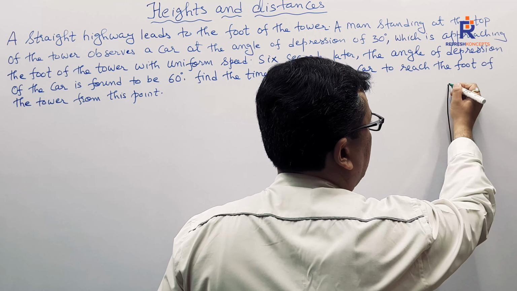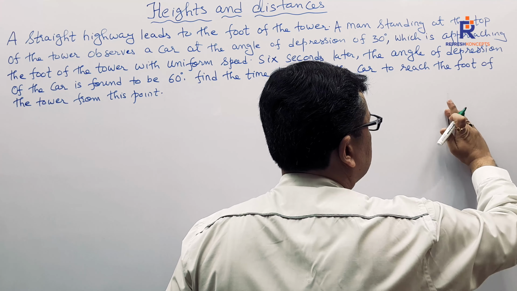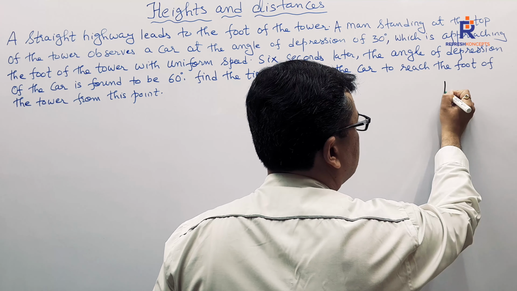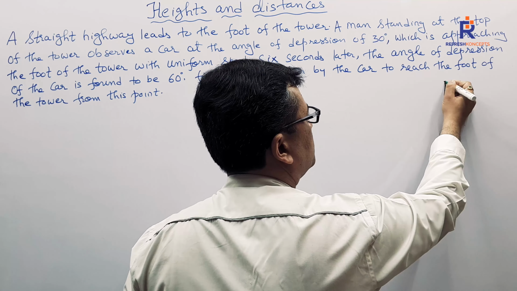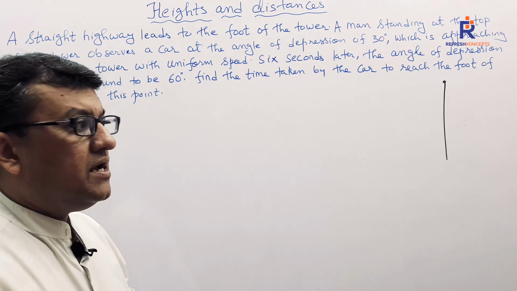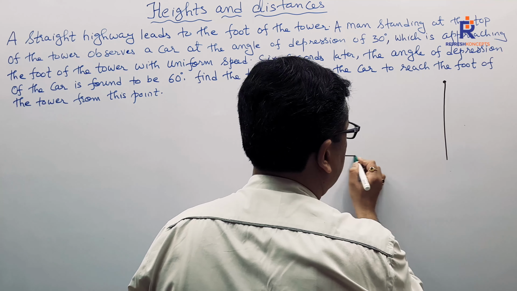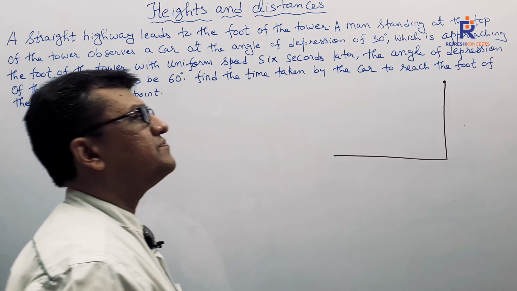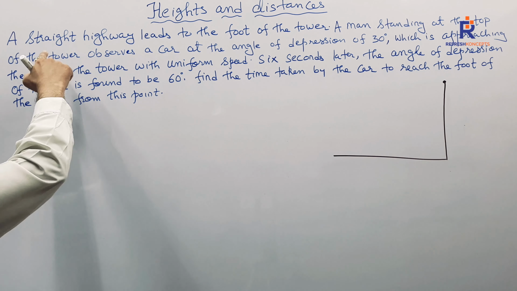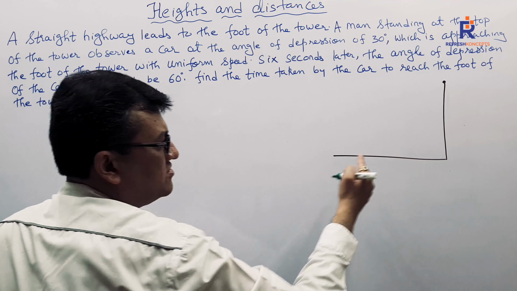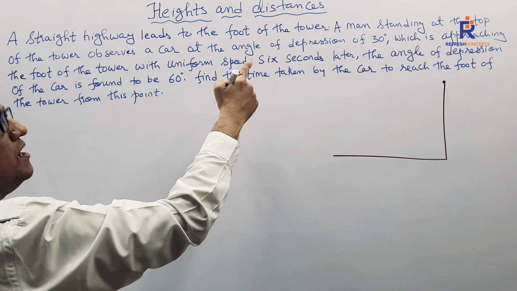Let us take a tower and a man is standing at the top of the tower. Here is what the man is. This is nothing but a straight highway. Now, a straight highway leads to the foot of the tower. A man is standing at the top. So let me say AB represents the height of the tower.